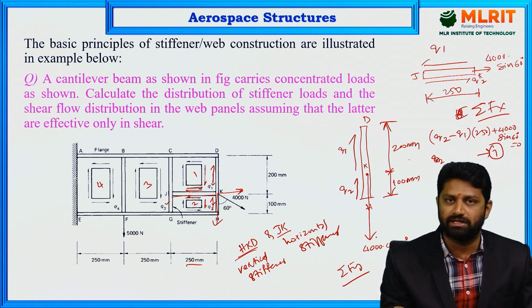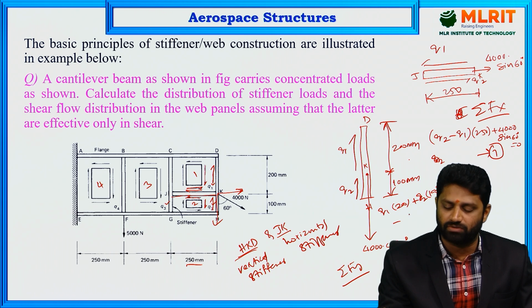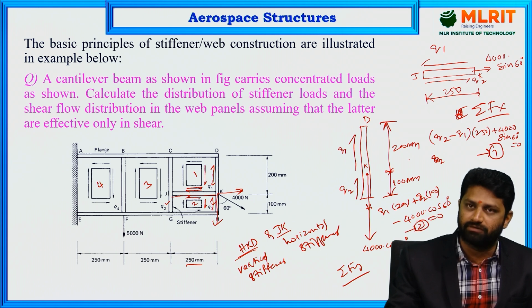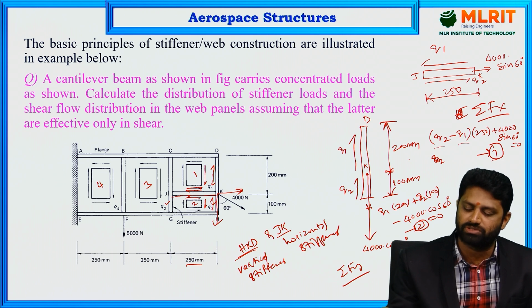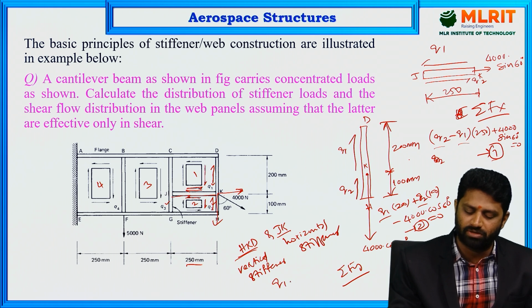Similarly, for this one you can write Q1 multiplied by its length, that is 200, plus Q2, both acting in the upward direction, so I am taking the positive sign, so Q2 into 100, and that must be minus 4000 cos 60, which is acting downwards, equal to 0. This is the second equation. The first equation is in terms of Q1 and Q2, and the second equation is also in terms of Q1 and Q2. You can solve both of them so that you get Q1 and Q2.